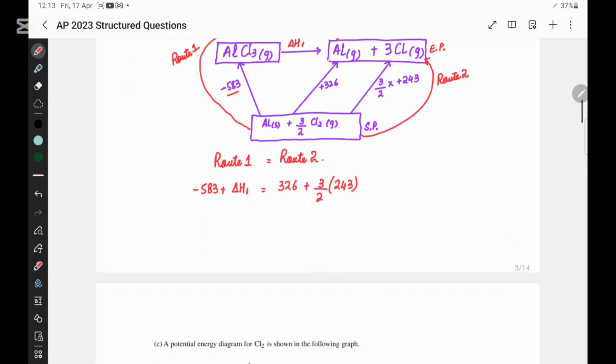So then what we need to do afterwards is keep delta H1 on one side: 326 plus 583 plus 1.5 times 243, and the answer comes out to be 1274 kilojoules per mole of reaction.